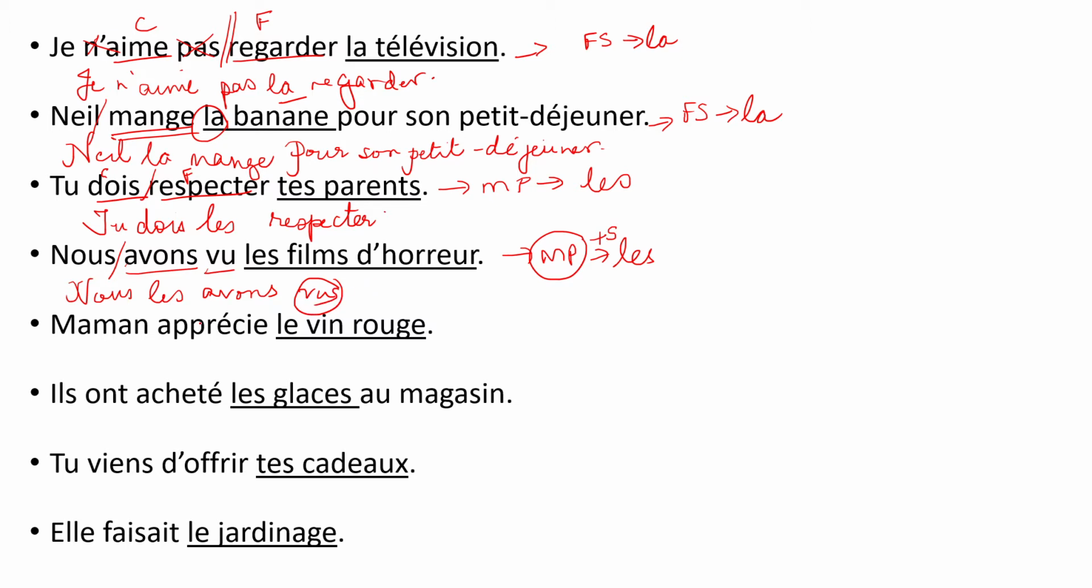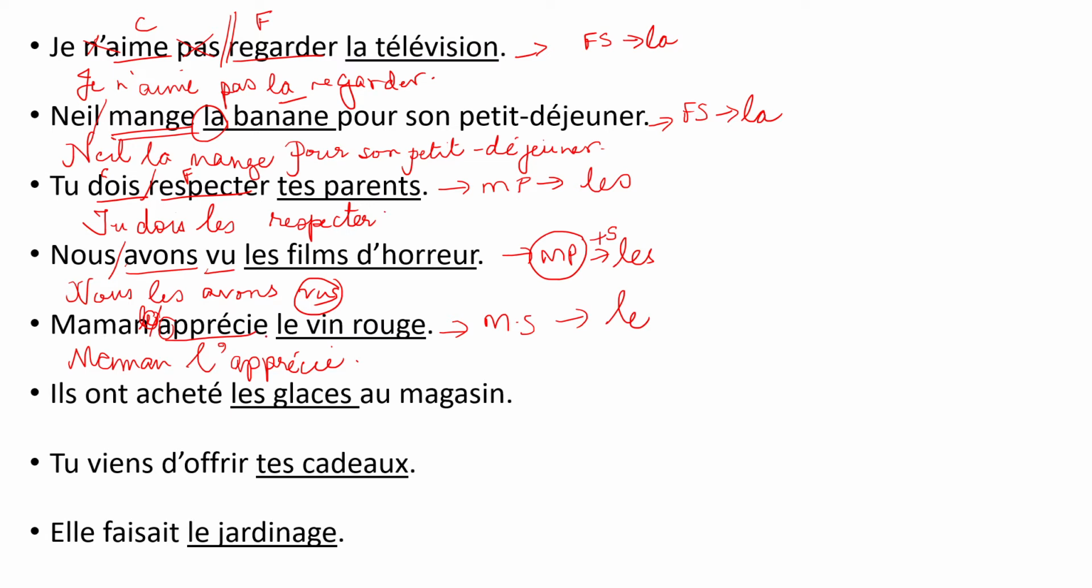Okay. Maman apprécie le vin rouge. Le vin rouge is masculine singular, which means you have to replace it with le. Where do you place it? Apprécie is just a single verb, so it comes before it. So it becomes maman. Now, when you put le and apprécie, there will be a clash between E and A. So remember, when there's a clash, the first vowel is always substituted with an apostrophe. So it will become maman l'apprécie. Okay, not le apprécie, l'apprécie.